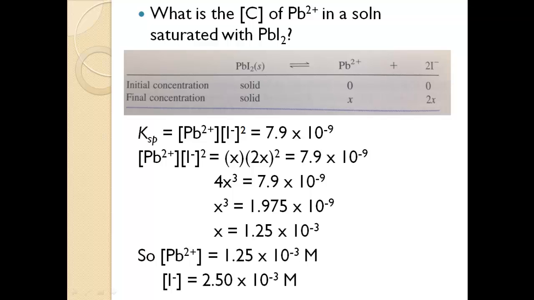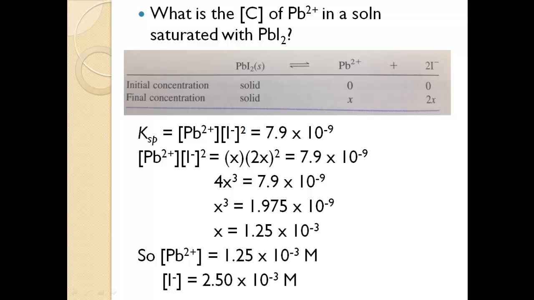Now let's put all those X's together. That would be 4X cubed. So 4X cubed is equal to 7.9 times 10 to the negative 9. If you solve for X, well, first you have to divide by 4. If you divide by 4, you get 1.975 times 10 to the negative 9. And then you take the cube root of that number, and you should get 1.25 times 10 to the negative 3.